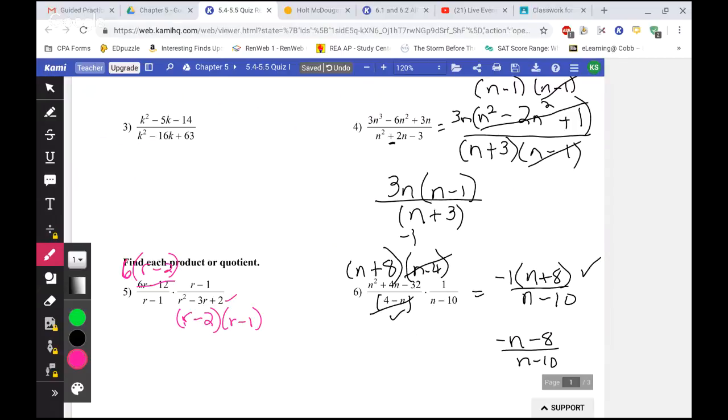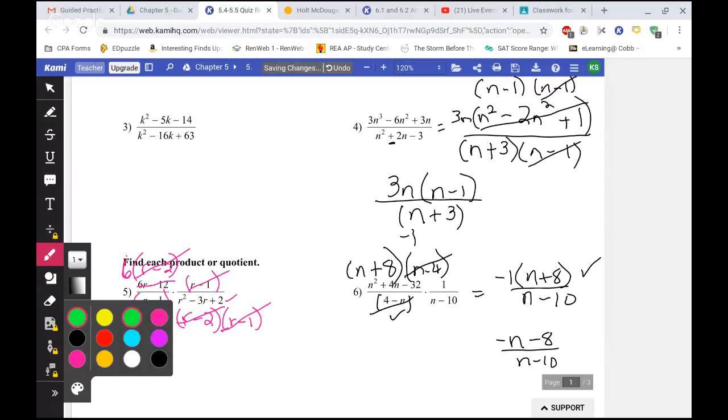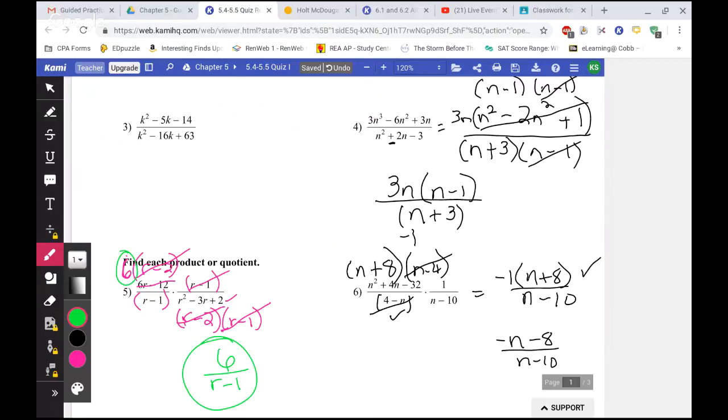So now I'm going to look for things that I can eliminate vertically and those that I can eliminate diagonally. So obviously here you could either eliminate this diagonally or vertically, but you can only eliminate one of them. So if we cross this out vertically and we can cross this out diagonally, then that's going to leave me a 6 on the top and an r minus 1 on the bottom. And that's my final answer.